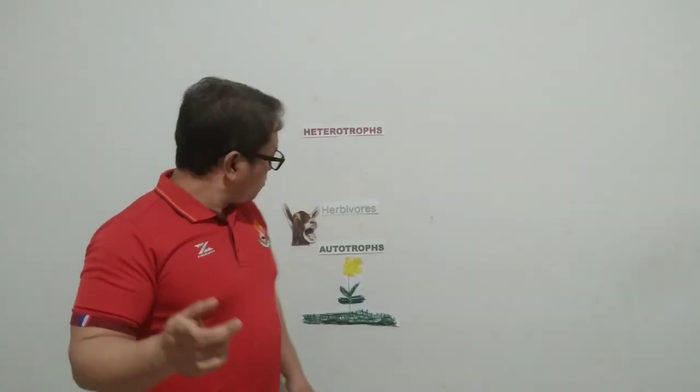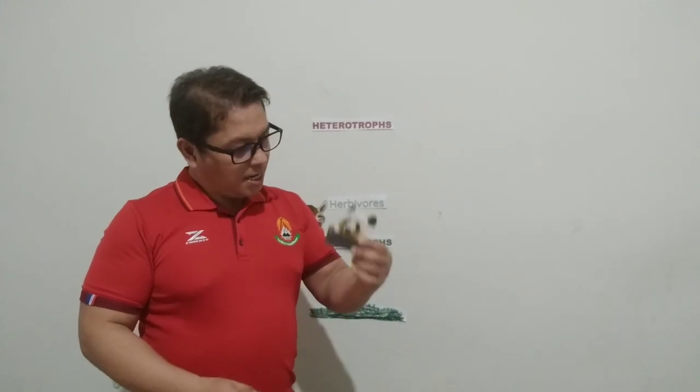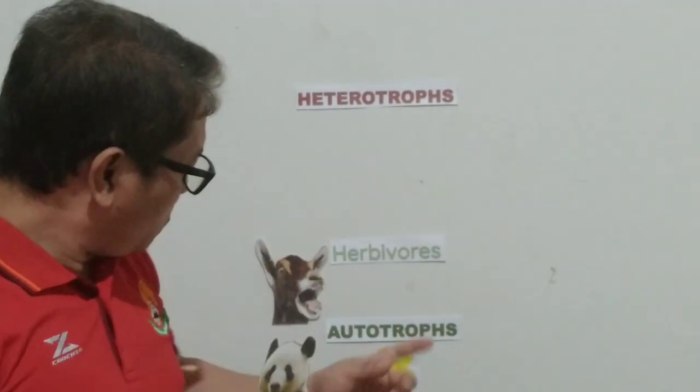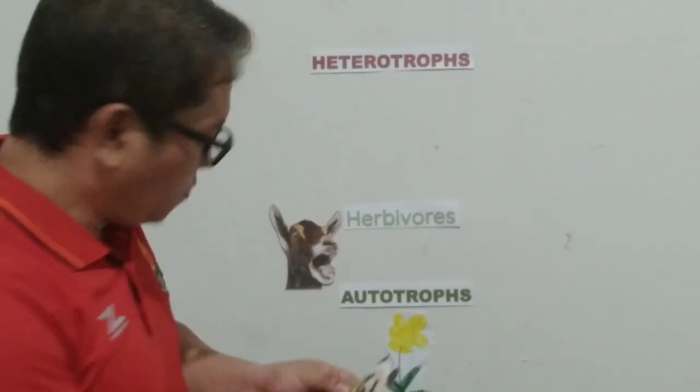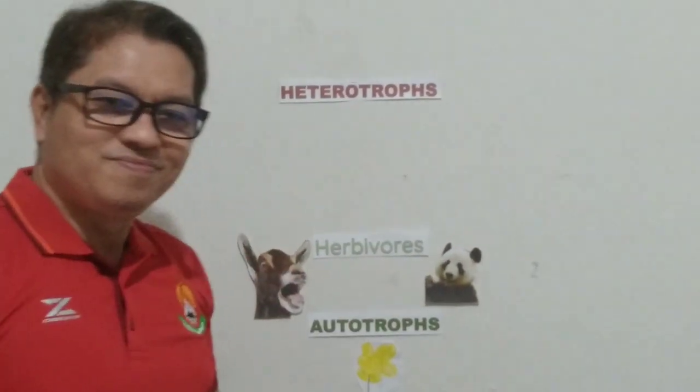And I want another example. Herbivores. They're the ones that eat plants. Panda, yeah, panda. Do you know that panda eat bamboo shoots? So they are herbivores. So we put it here, herbivores. There you go.